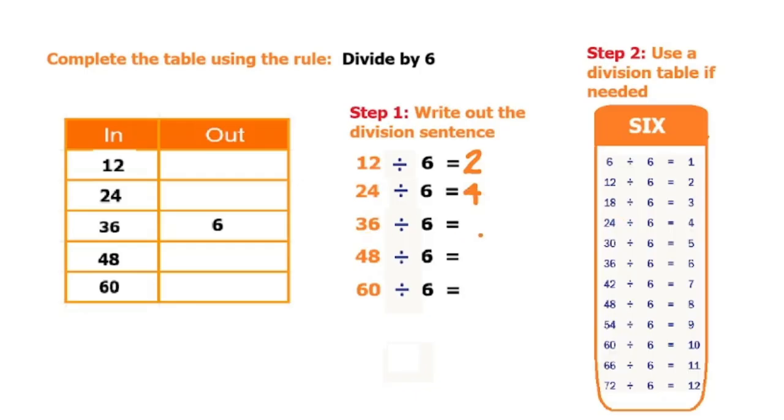And then 36 divided by 6. The answer was already given as 6. 48 divided by 6 is 8. And 60 divided by 6 is 10. And that's how you complete an input-output chart. And you could just put these numbers into the chart here. So 2, 4, 8, 10.